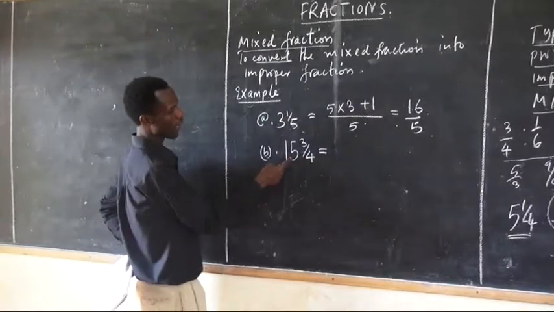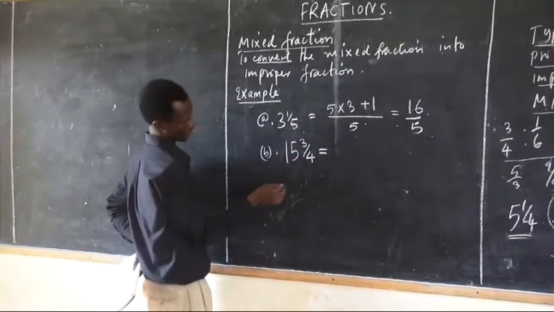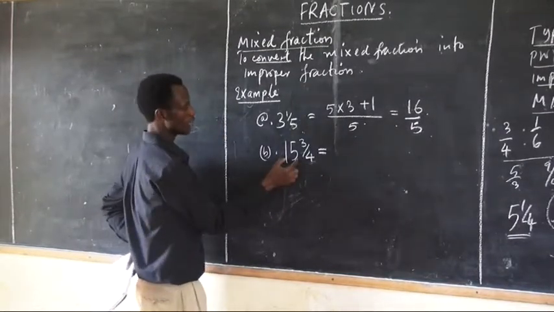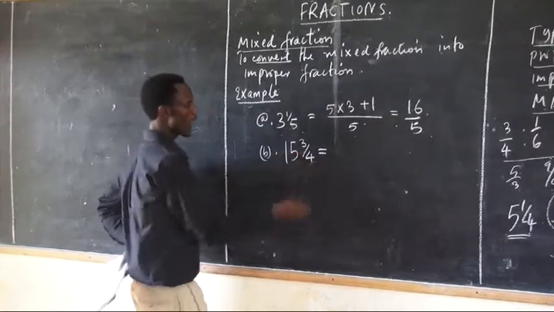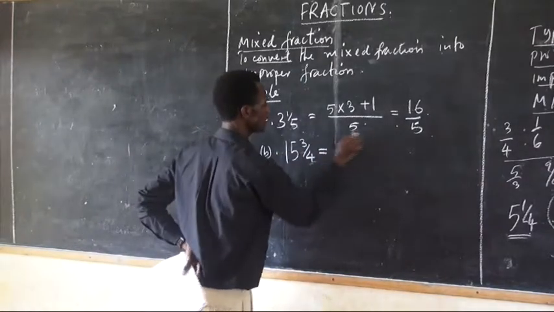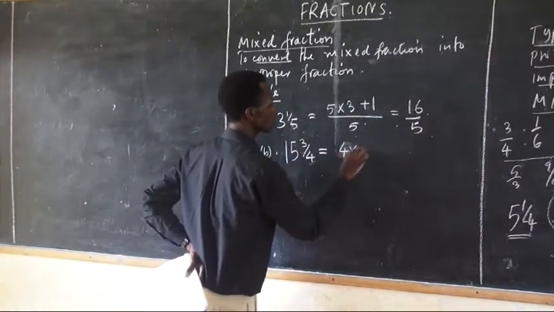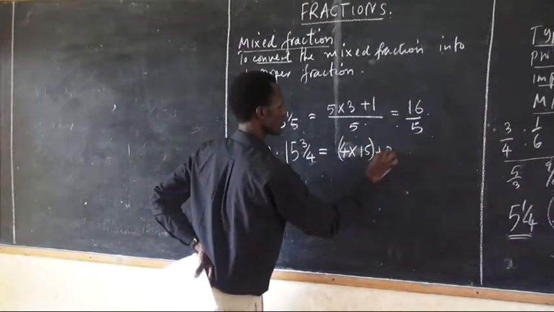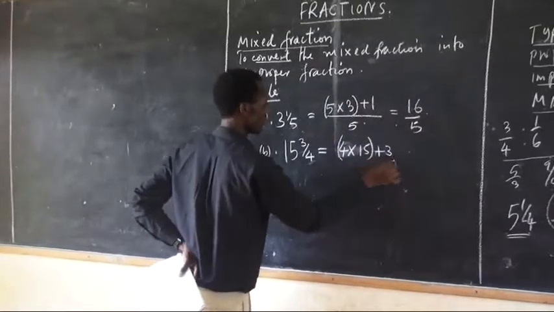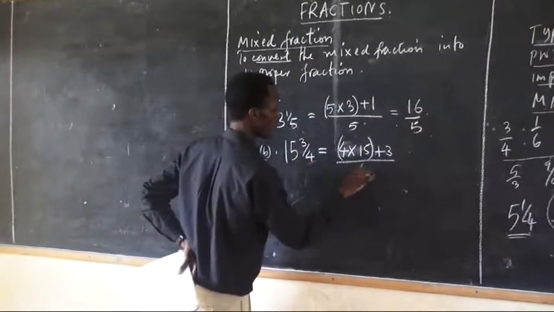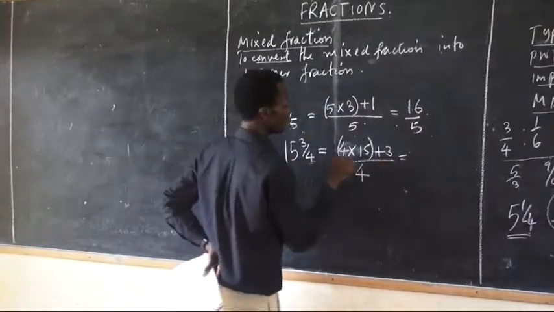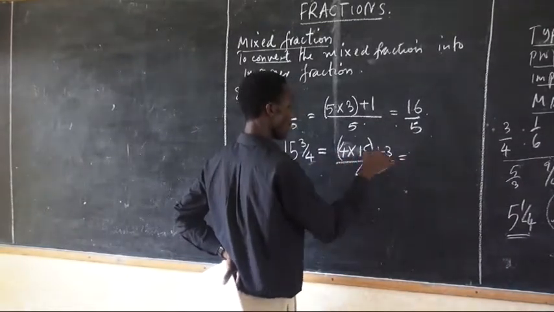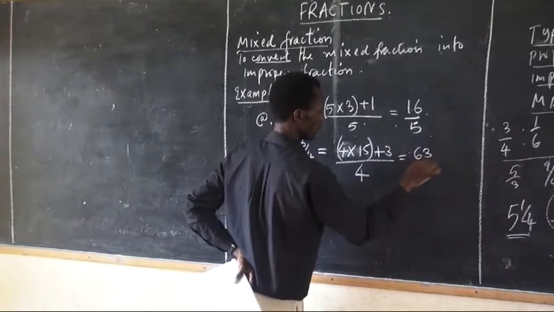To convert this one, the same procedure that we apply. You take this number 4, then you multiply by 15, then plus this one. So it is 4 times 15, now plus 3, and the result goes over the denominator. Now 4 times 15 is equal to 60. Now 60 plus 3 is equal to 63 over 4.